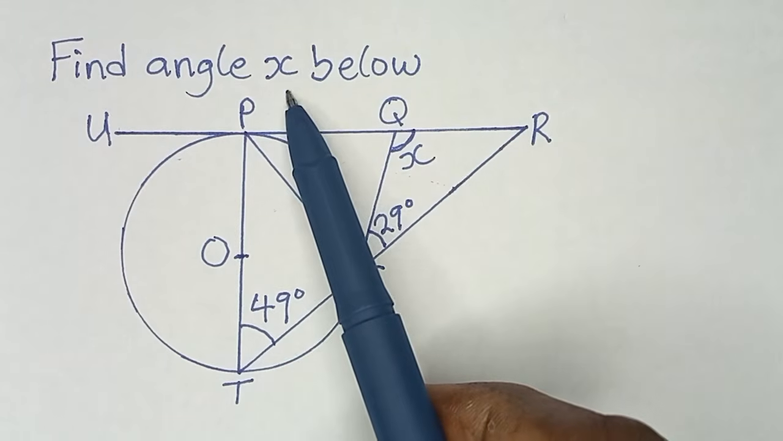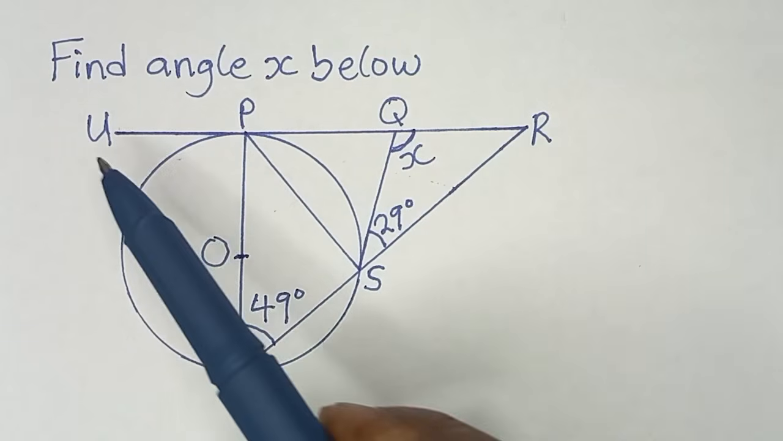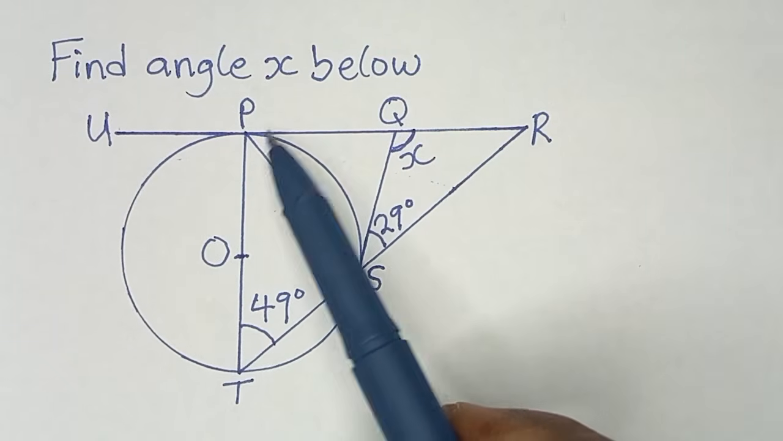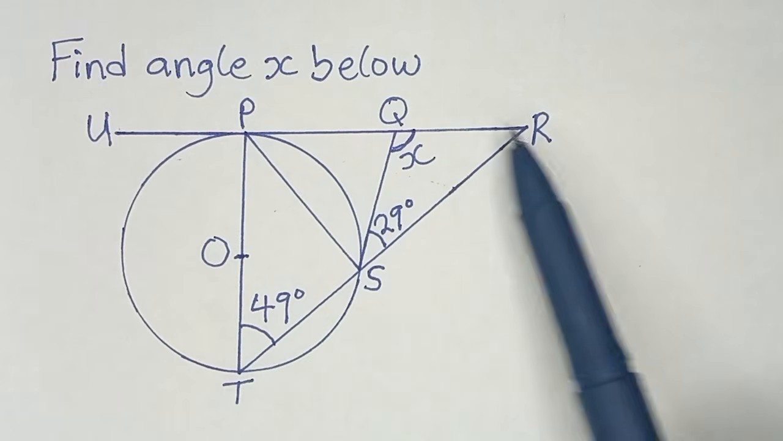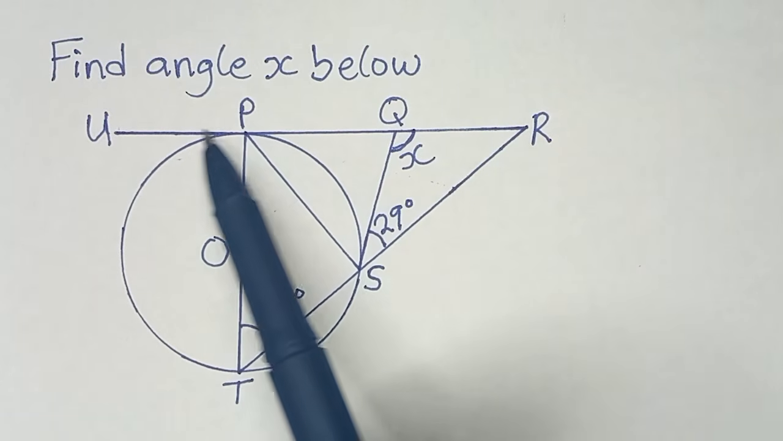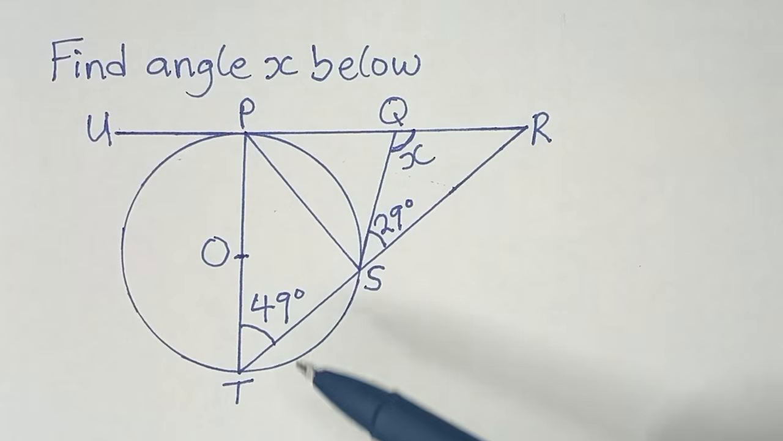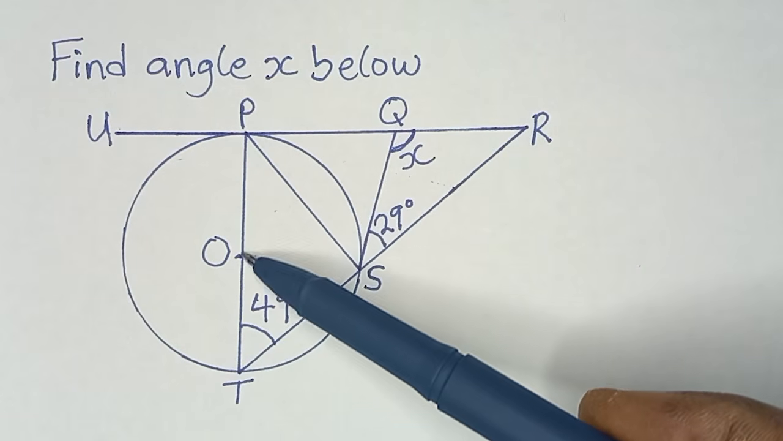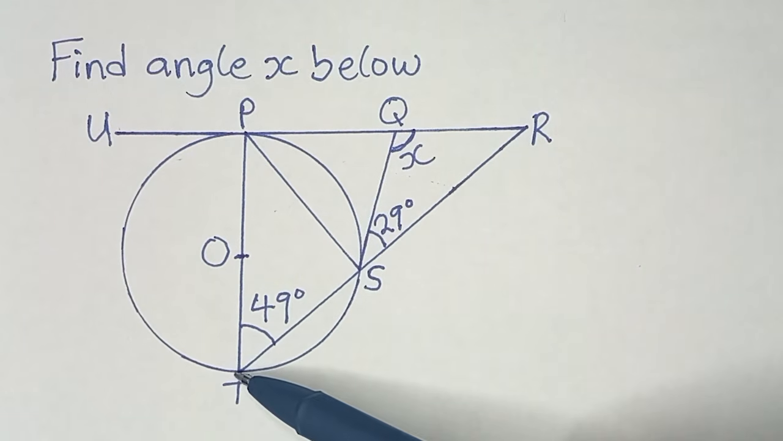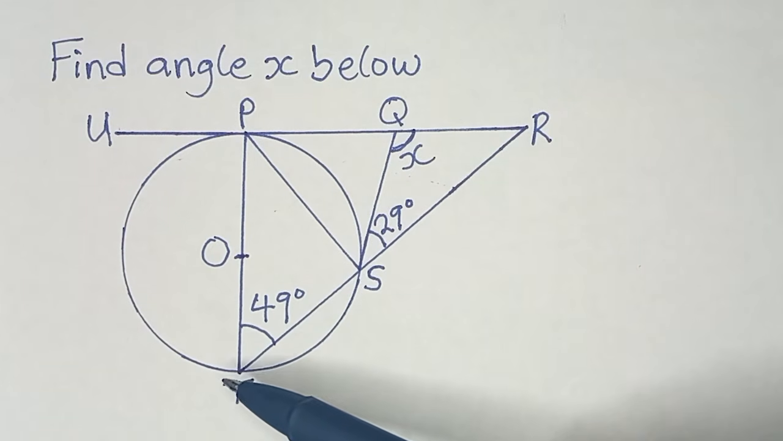Find angle X below. Now, we have a tangent UPQR, or you can simply say tangent UR. So this is the tangent, the external line that is touching the circle. And then we have a line passing through the center of the circle. A straight line passing through the center of the circle, since it is a complete straight line from one end to the other, is a diameter line.